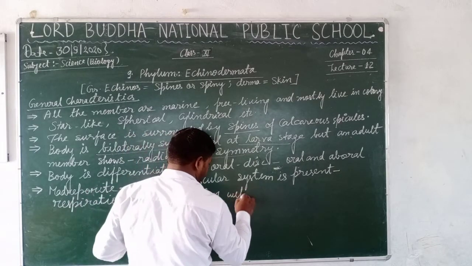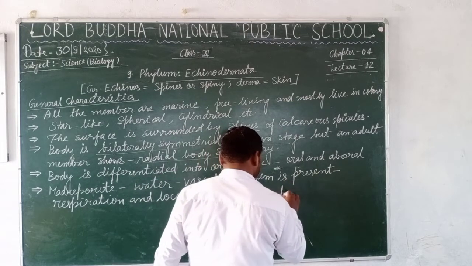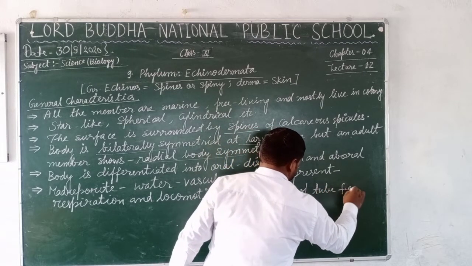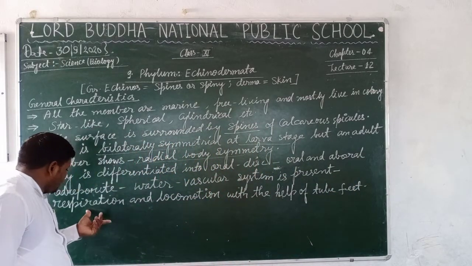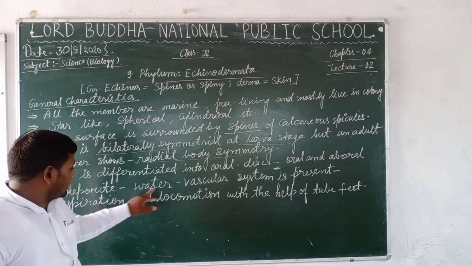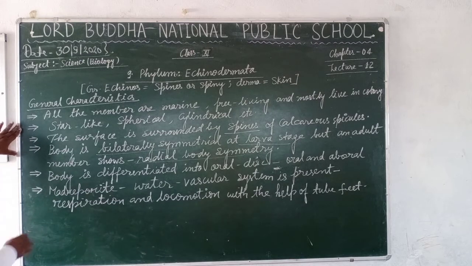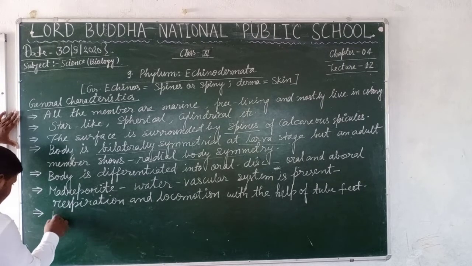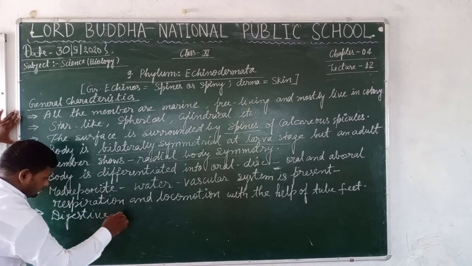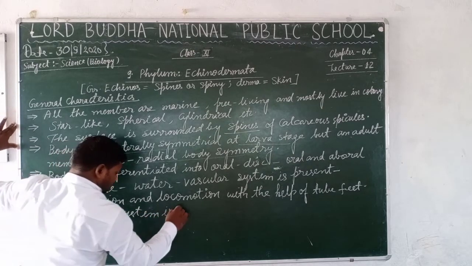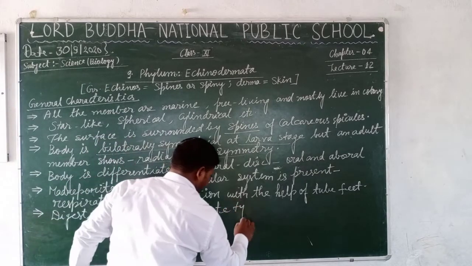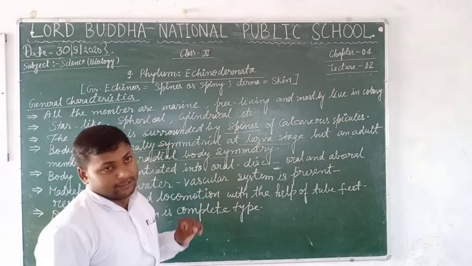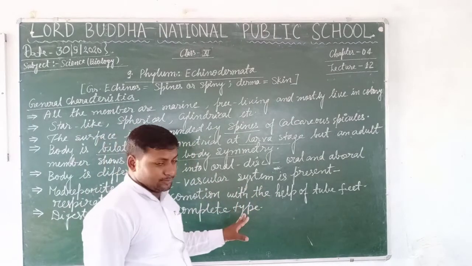Locomotion is with the help of tube feet. The process of movement is due to the circulation of water by the water vascular system. Okay, students. The members' digestive system is complete. Mouth and anus both are present, but students, in holothuroids, the anus is absent. Like sea cucumber, in sea cucumber the anus is absent. Okay, this is the peculiar characteristic.